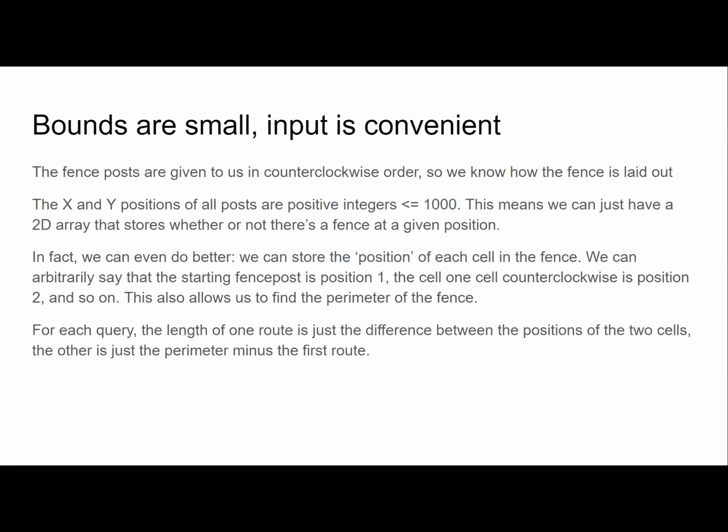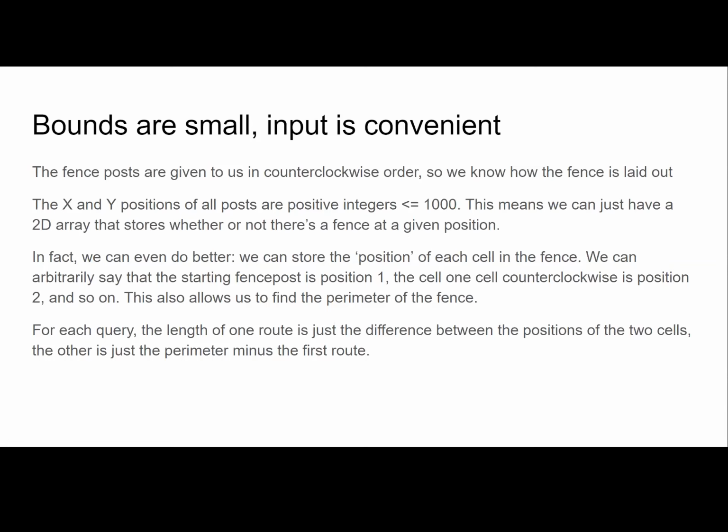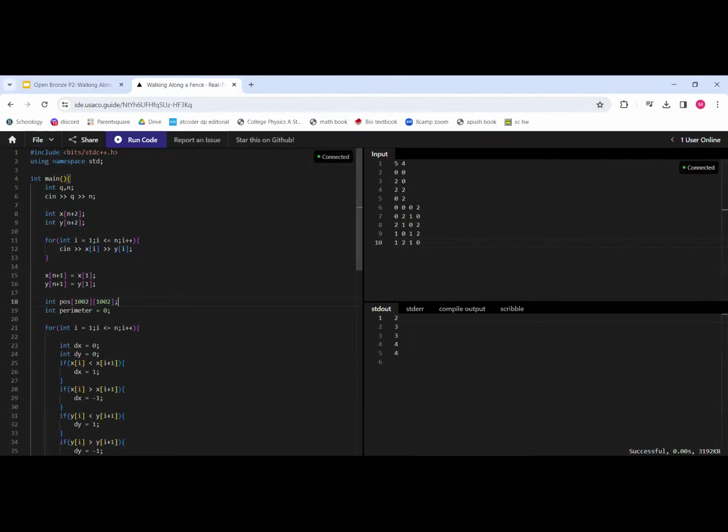For each query, we find the difference between the, quote unquote, positions of the two cells they give us. That's the length of one of the paths around the polygon, and obviously the other path around the polygon is just the perimeter minus that route. So this is a fairly straightforward problem to code. I'll hop over to the implementation right now.